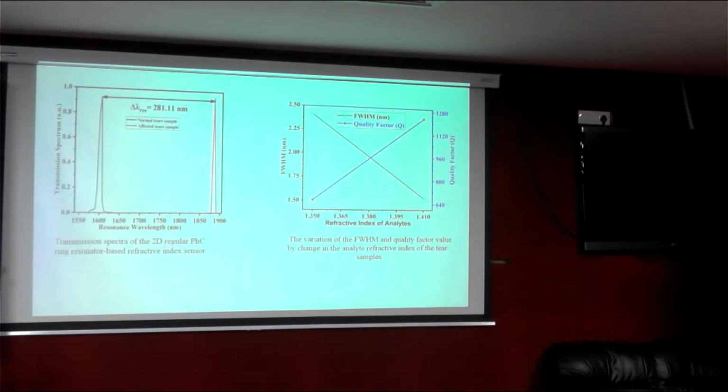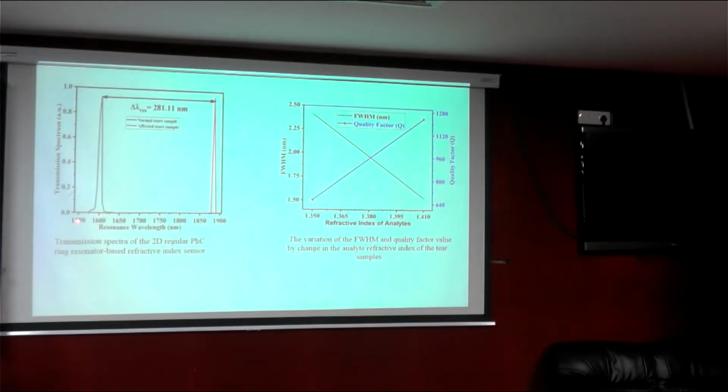After interaction, what we have to find out is, I have told you that we have to go for all the characteristics of the sensor: sensitivity, figure of merit, quality factor, LOD, resolution, everything we need to calculate. We have calculated all these parameters related to this sensor, because we are trying to find out diabetes from the tear sample. And we have only two samples, one is the normal tear sample, and the other one is the affected tear sample.